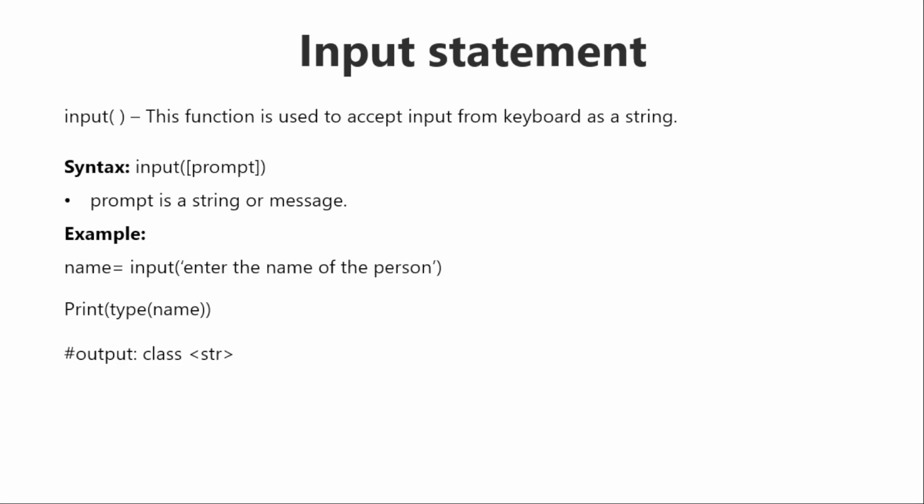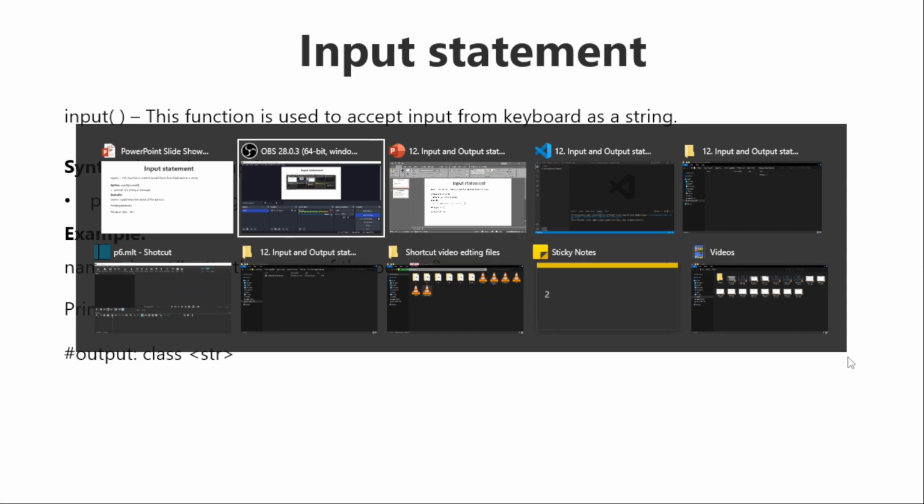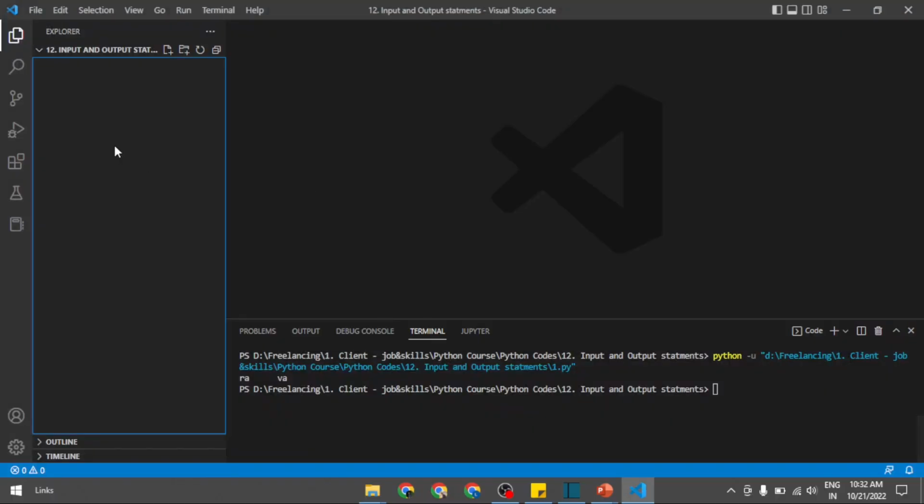If you print the type of name, then you will get the class as string. That means the argument taken using the input function will be in terms of string. So that's the conclusion of the input statement. Now let us check the example in the code editor, and we can finally get the type of the input value.